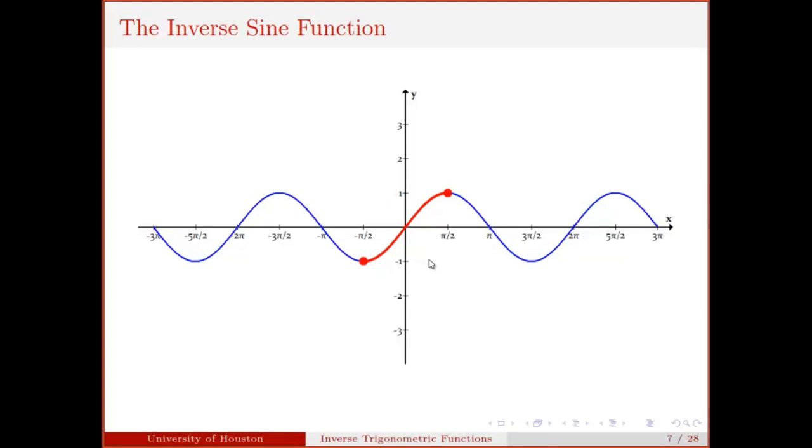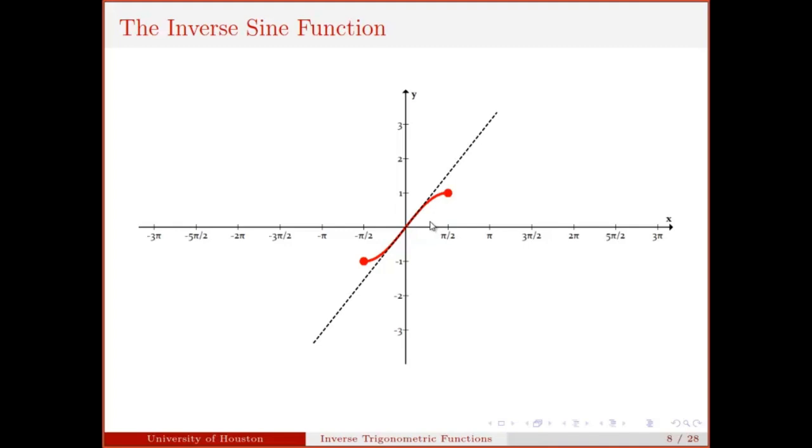The advantage of this choice is that it makes the inverse sine function continuous. That is, if we restrict the domain of the sine function to the closed interval minus pi over 2 to pi over 2, which correspond to quadrants 1 and 4 on the unit circle, then the resulting function passes the horizontal line test and therefore has an inverse function. The resulting inverse function is called the inverse sine function.